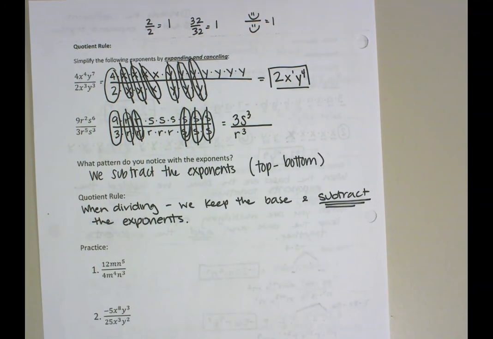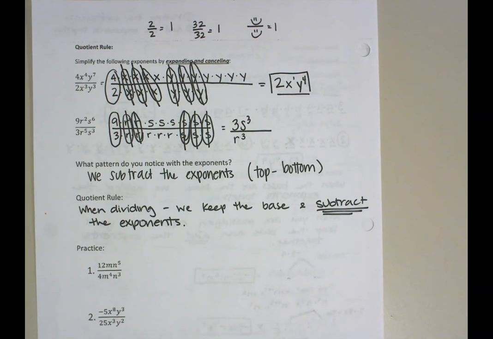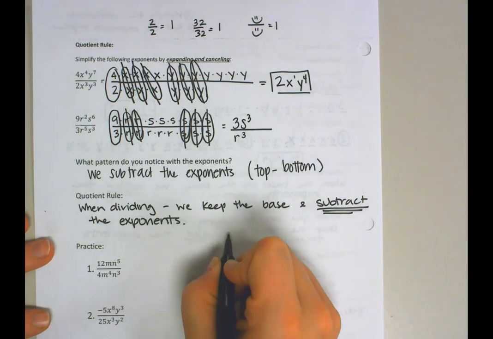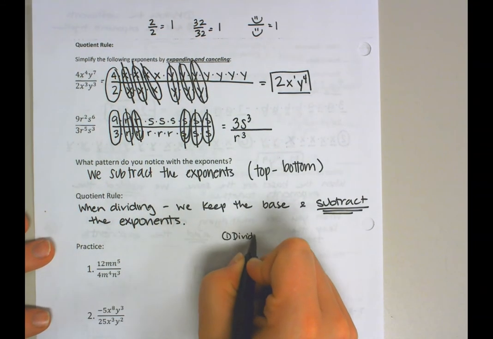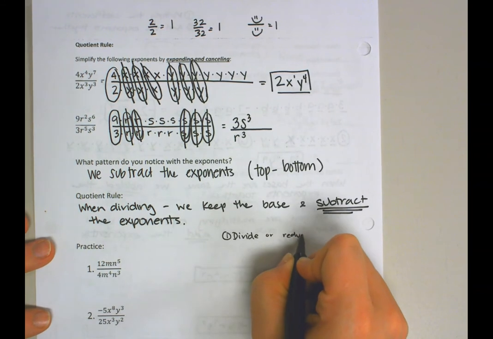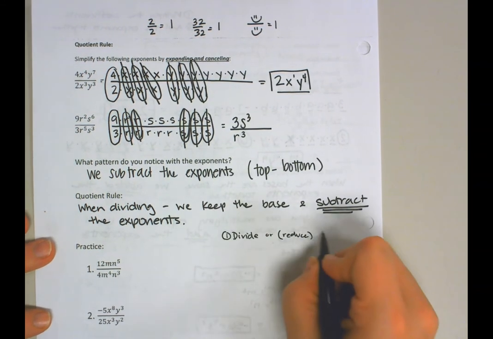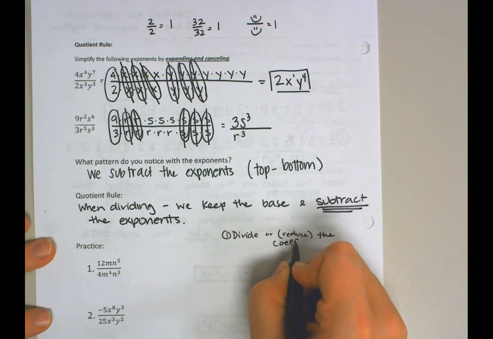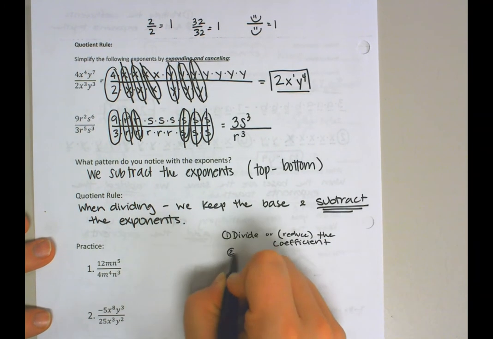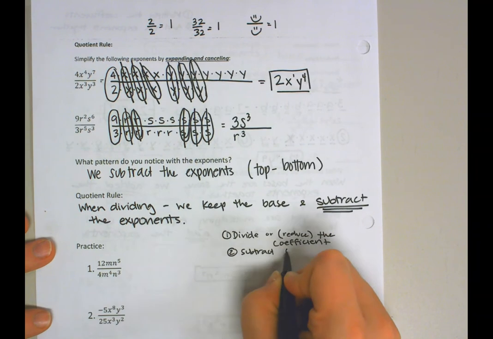Okay, so pause the video, make sure you're caught up with the notes, and then we'll go over some examples together. So looking at the first one, just like we did before, we multiplied those coefficients. This one we're going to divide the coefficients or reduce. Some of them won't divide nicely, but they can reduce. And then we'll go ahead and subtract our exponents.